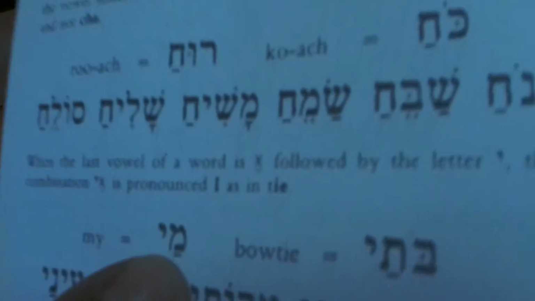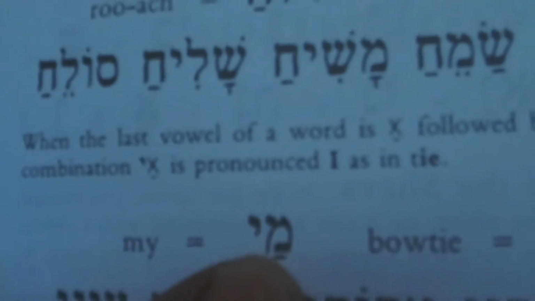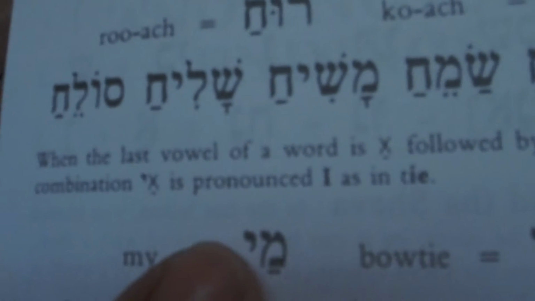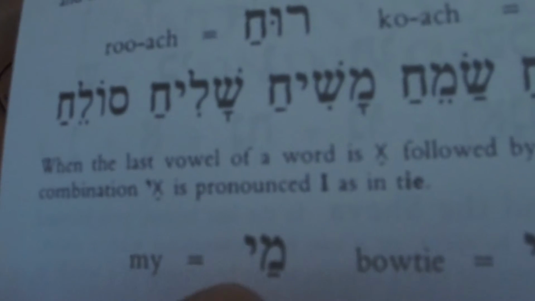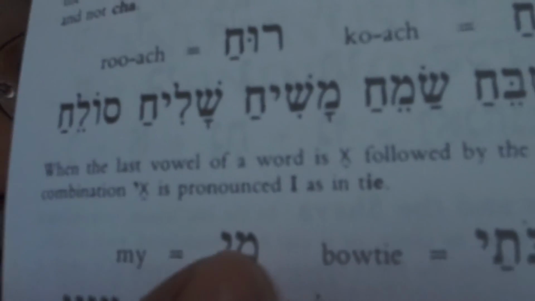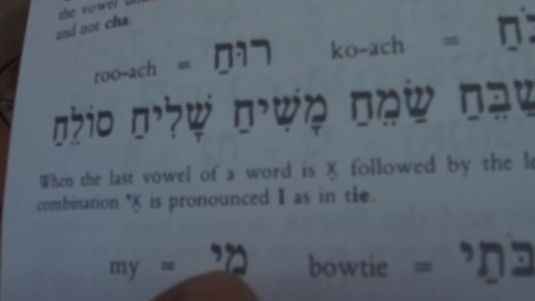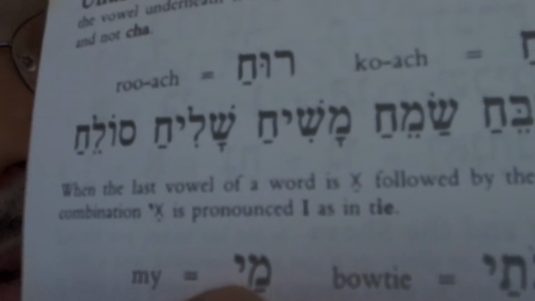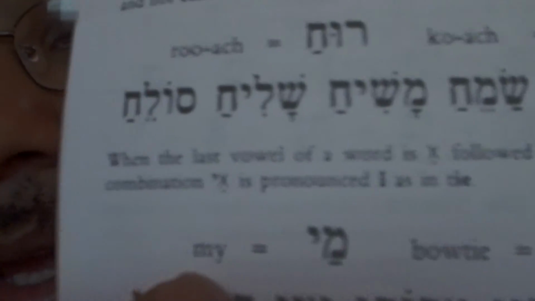So the examples they give us here is a mem with the horizontal line followed by the yod. So the yod and the horizontal line together in combination, regardless of the consonant given, gives us the I. So since we have the mem here, this is my.